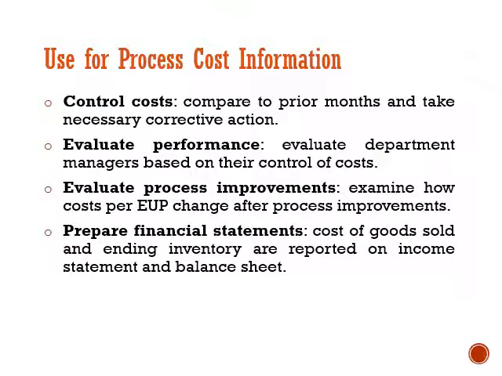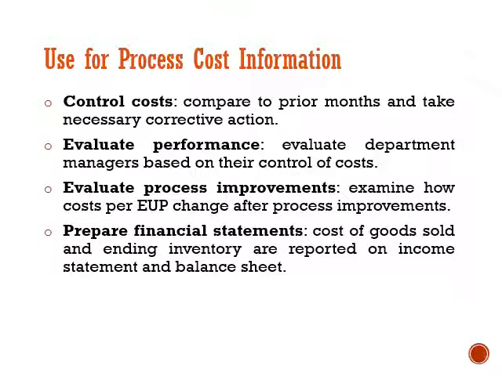To end the discussion on process costing, let's talk about the use of process cost information. The uses for information provided by process costing include to control costs, to evaluate performance, to evaluate process improvements, and to prepare financial statements. Under controlling costs, data on the department's equivalent costs per unit can be compared with prior months. If materials and/or conversion costs have changed a lot, managers should determine the reason for that significant change and take corrective action.